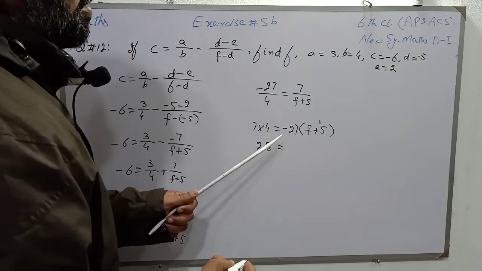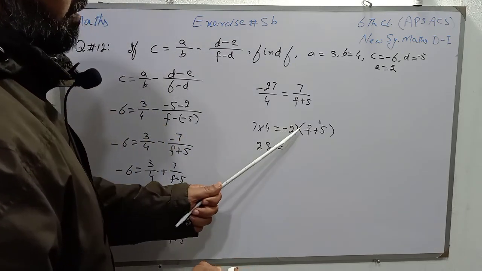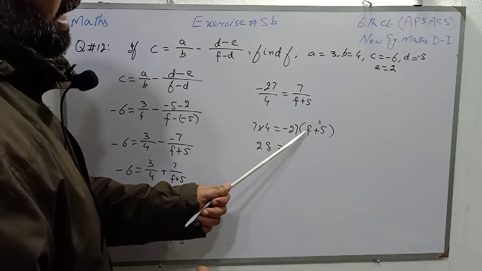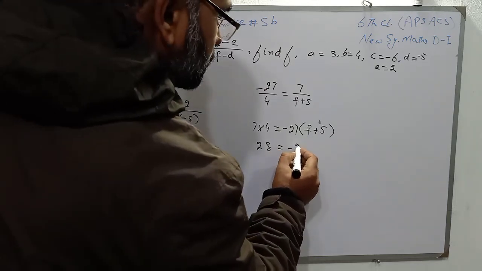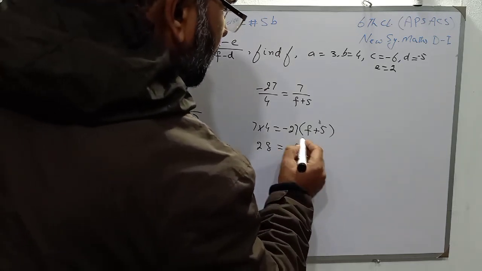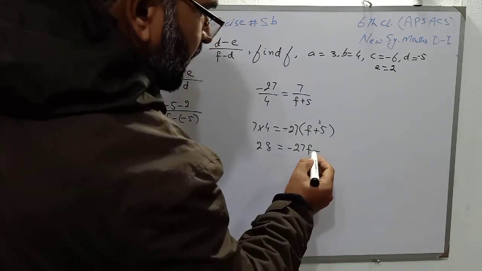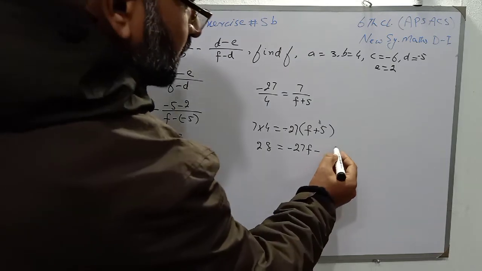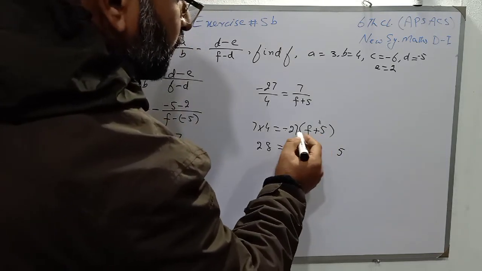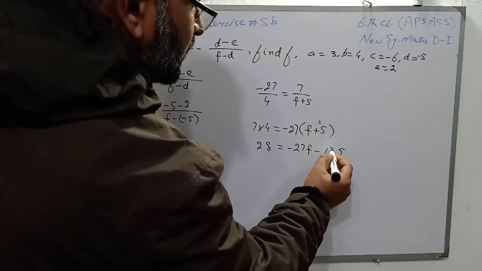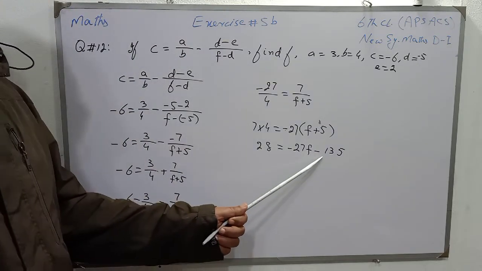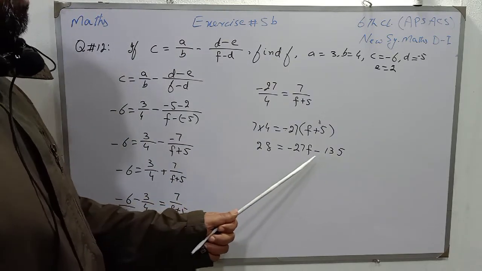is equal to, students, this 27 will multiply with f and we will have minus 27f. This minus and this plus are multiplying, so it will become minus. 5 7s are 35, 3 carry, 5 2s are 10 and 3 13, so it will become minus 135.